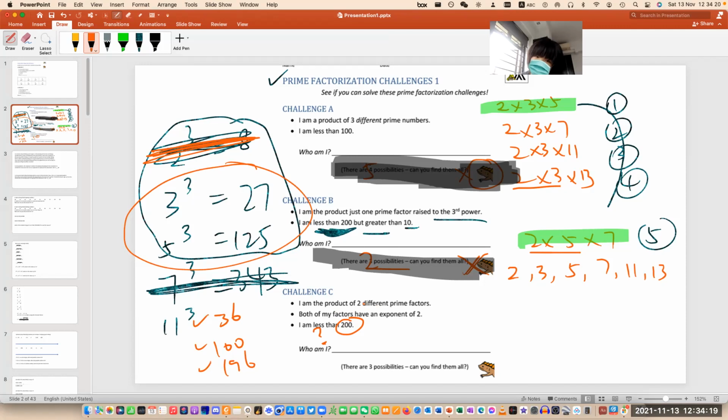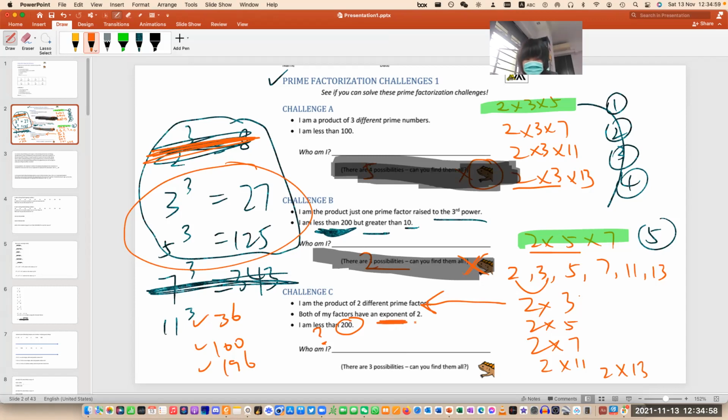Okay, so I am the product of 2 different prime factors. One possibility, 2 times 3. Then of course 2 times 5, 2 times 7, 2 times 11, and of course 2 times 13. And then of course you go ahead. Both of my factors have an exponent of 2. What's your understanding of this exponent of 2?